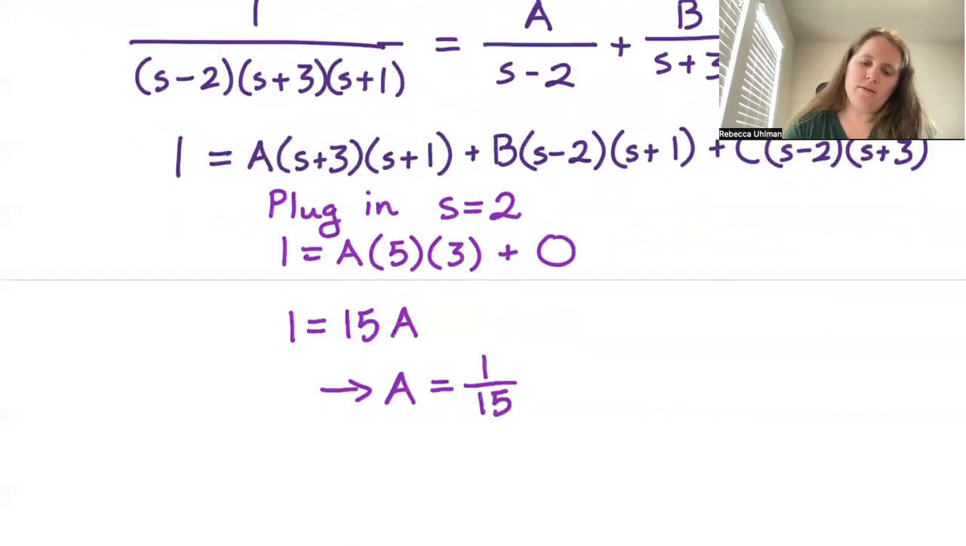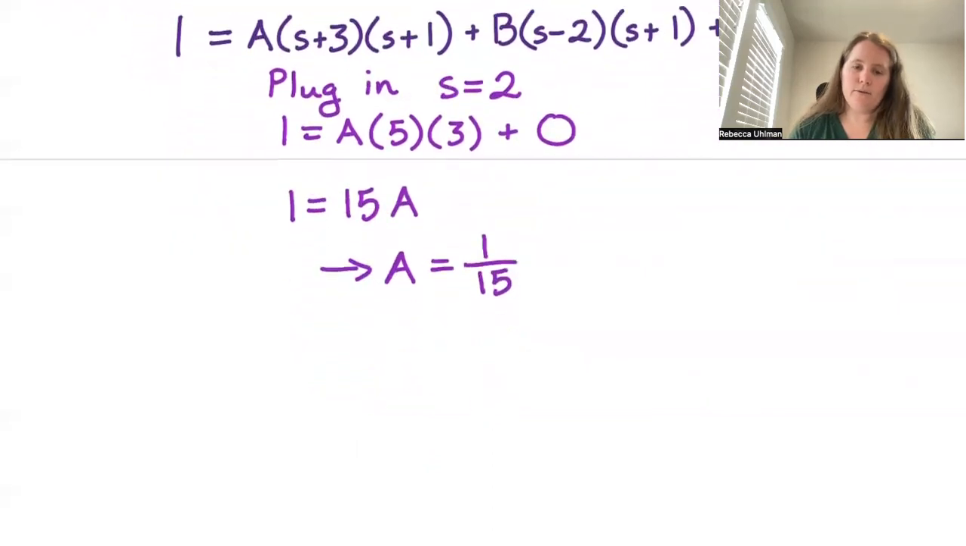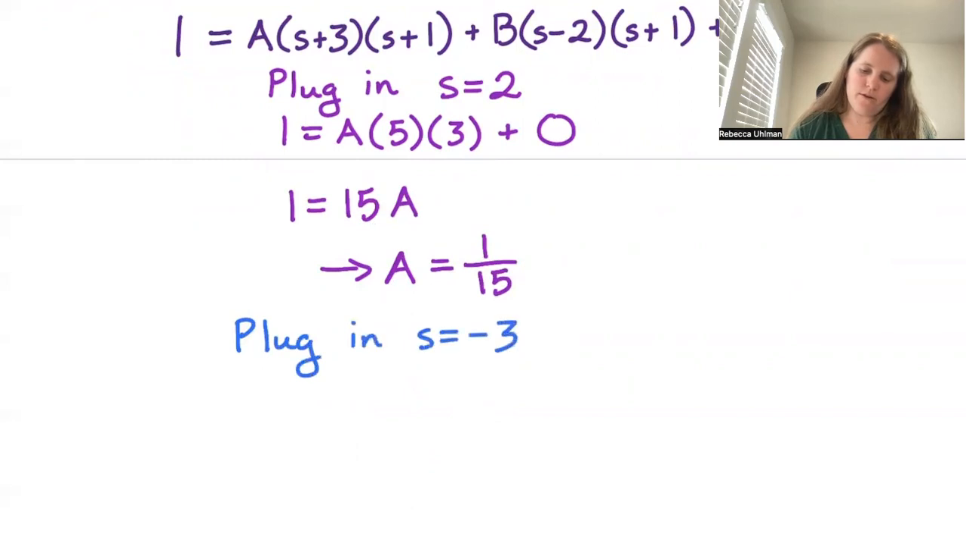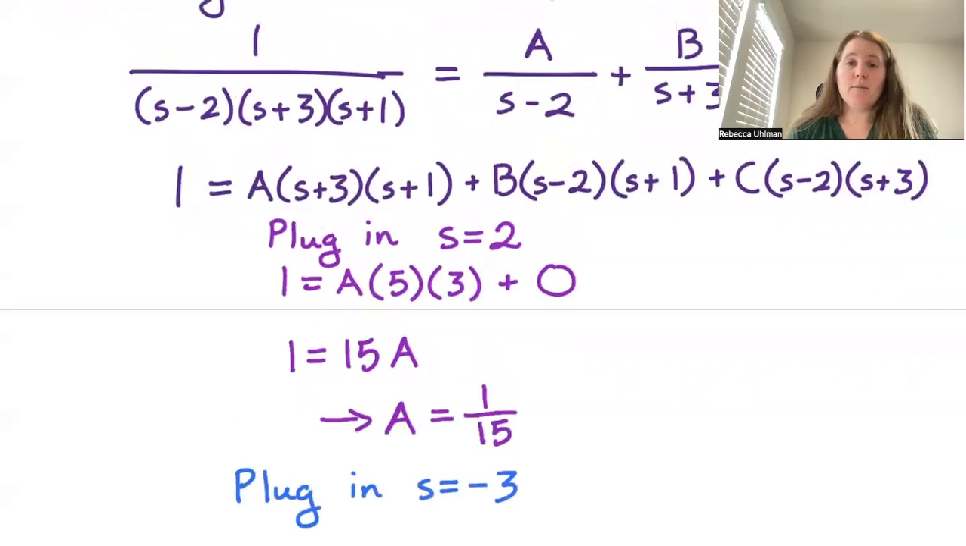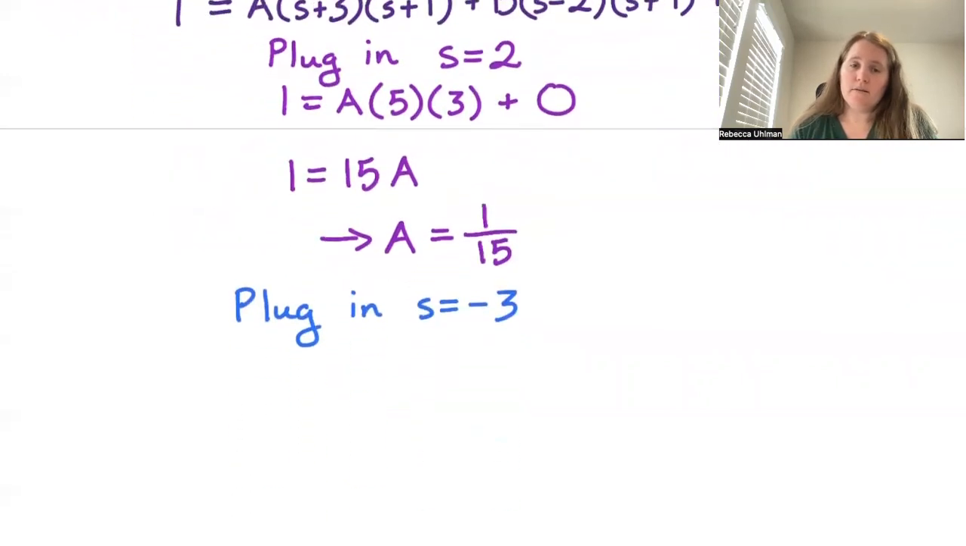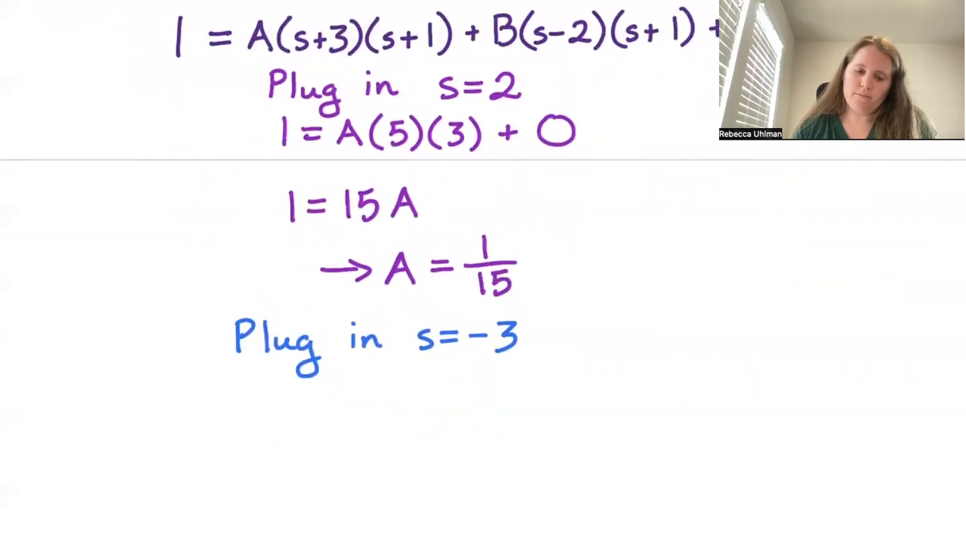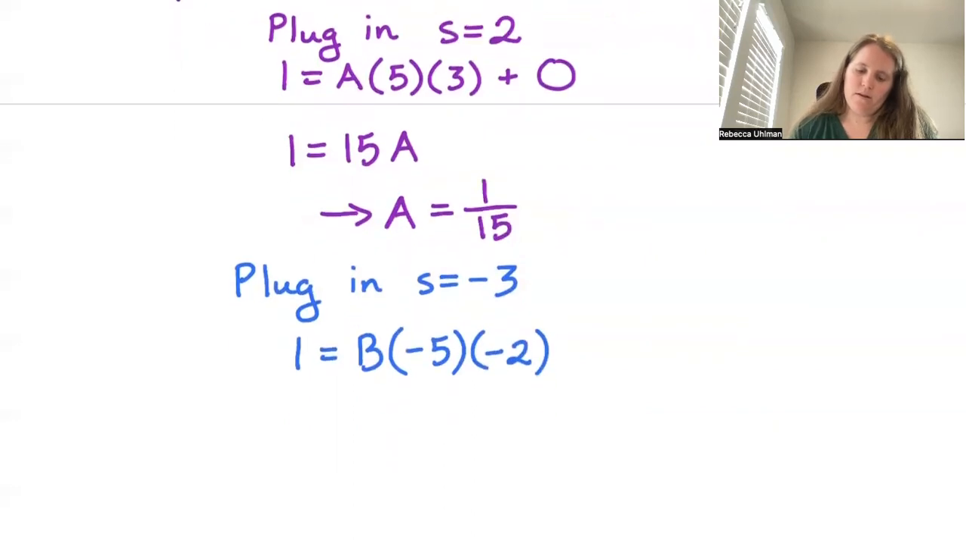Now let's go ahead and work on the next one. Let's plug in s equals -3. So I'm just plugging in the roots of our denominator and getting the various terms to cancel out. So in this case, everything cancels out except that middle term. So we would have 1 is equal to b times (-3 minus 2), which is -5, and then (-3 plus 1), we're looking at -2. So we got 1 is equal to 10b, or b is 1/10.